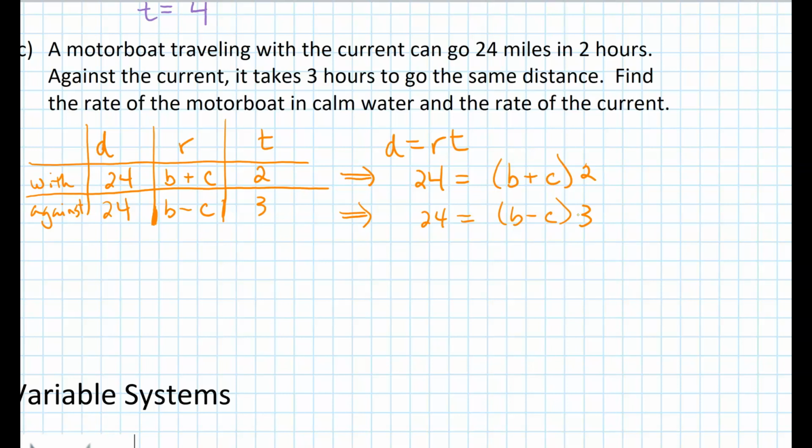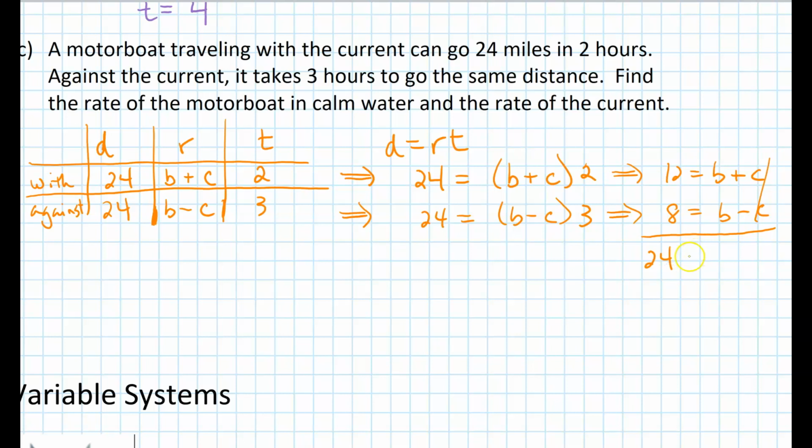Before we eliminate, we have to distribute. But what happens if we just divide each of them first? What if we divide this one by 2? We get 12 equals B plus C. What do we get for this one? 8 equals B minus C. Doesn't that eliminate beautifully? Yes, that's so nice.